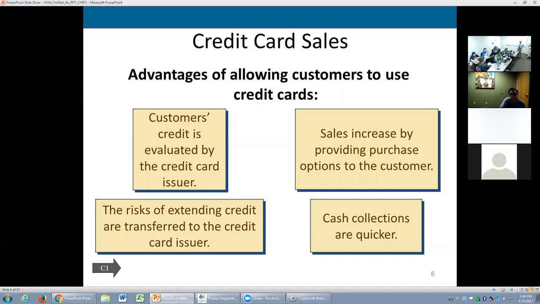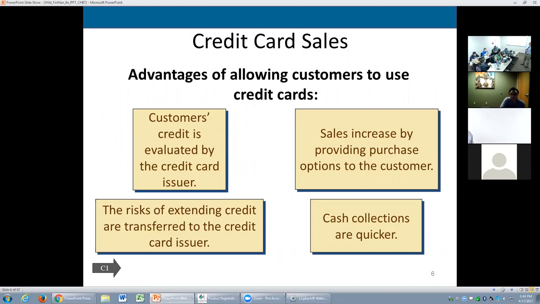The customer does not have to open an account with each store. So these cards are recognizable in different stores. Might be another reason you would use one. What else can you do? A single payment, monthly payment instead of several. You can make payments. Finance it.